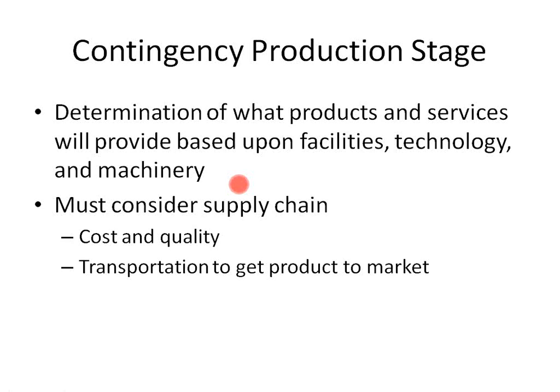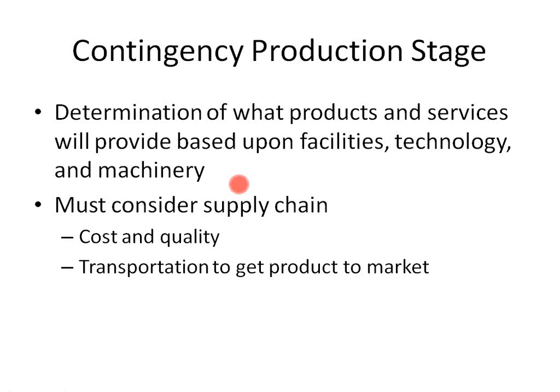Contingency production stage: determination of what products and services will be provided based upon facilities, technology, machinery. So this is in the event that because of the operations we can't continue. In their case, they still had other operations they could do, but if it's a different type of operation, say you're a warehouse facility and something happened, or a crisis, maybe the roads are closed on Highway 50, what's your contingency?